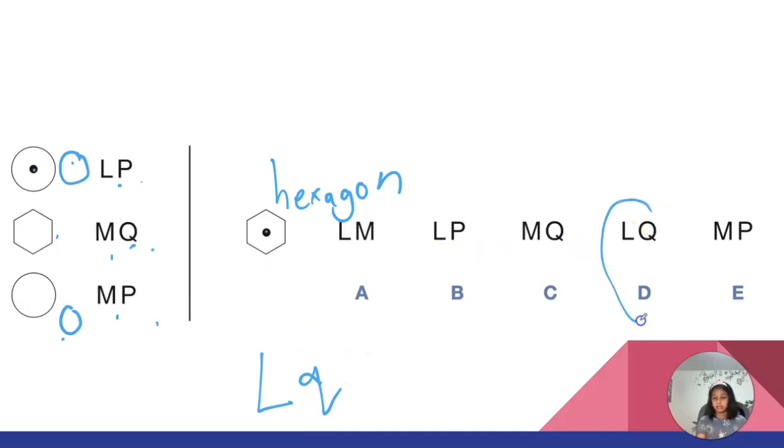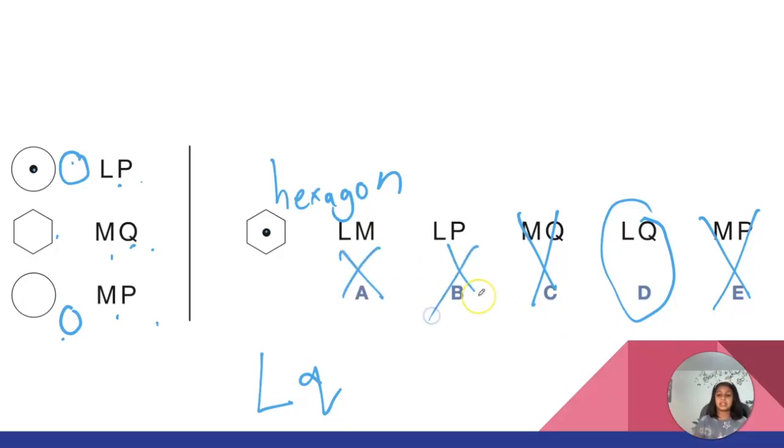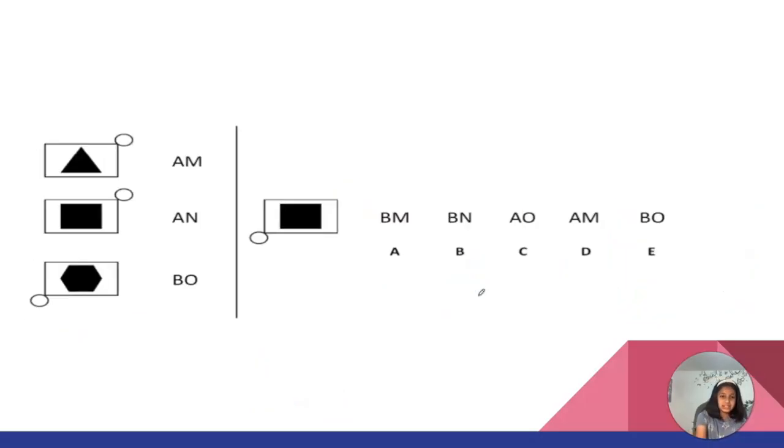So our answer would be D. And don't forget to cancel. We would have cancelled M and M in our first letter, and we would have cancelled A and B in our second letter. Is D correct? Yes. Let's try our next one.